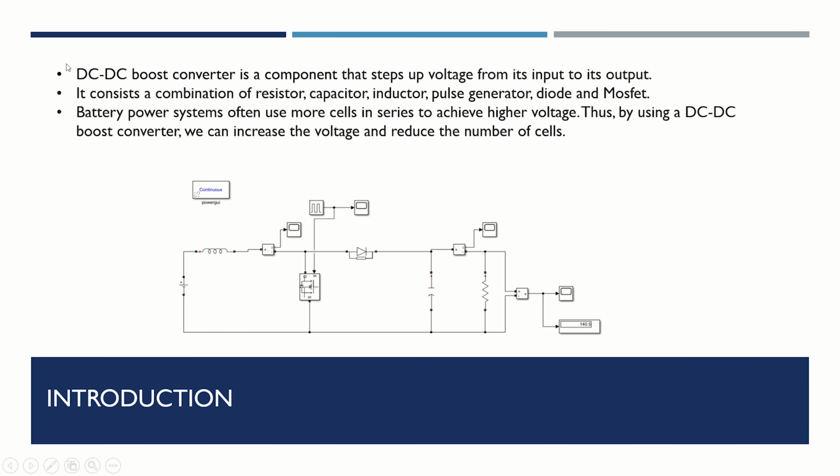A DC to DC boost converter is a component that increases the voltage from its inputs to its outputs. It consists of resistor, capacitor, diode, MOSFET, inductor, as well as the pulse generator. For example, in battery power systems, we are usually using a DC to DC boost converter because it can increase the voltage and reduce the number of cells.